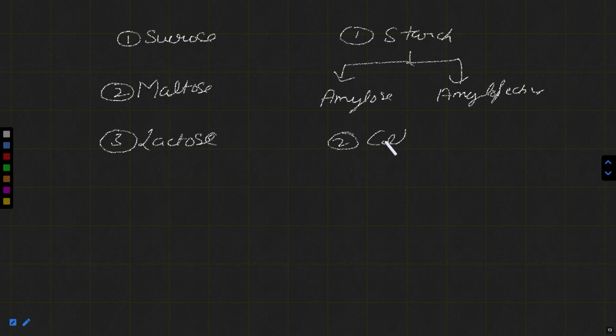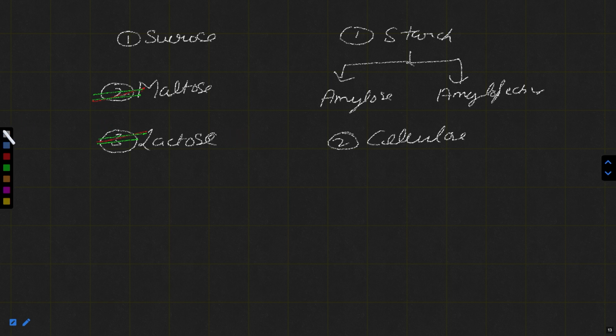Whereas the second one is cellulose. If I talk about the reducing nature, then out of these 4 or 5, only maltose and lactose are reducing in nature, because all of the remaining ones do not have any free OH group at the first position or at the second position, meaning on the attacking side.